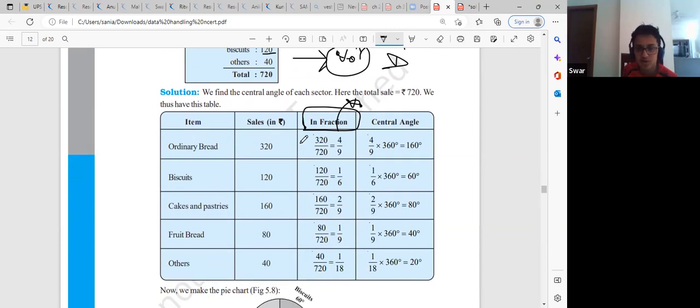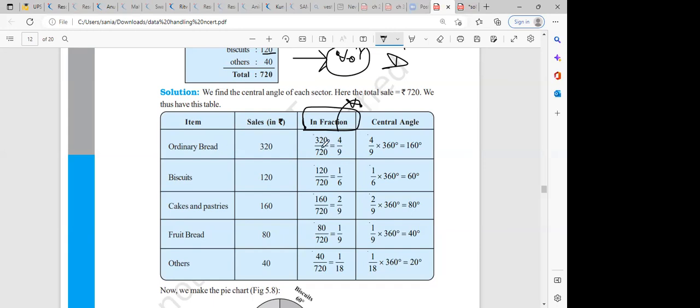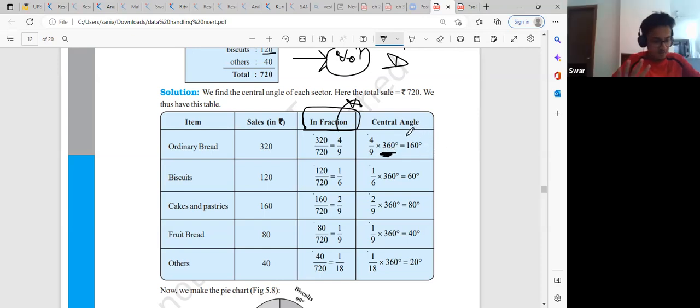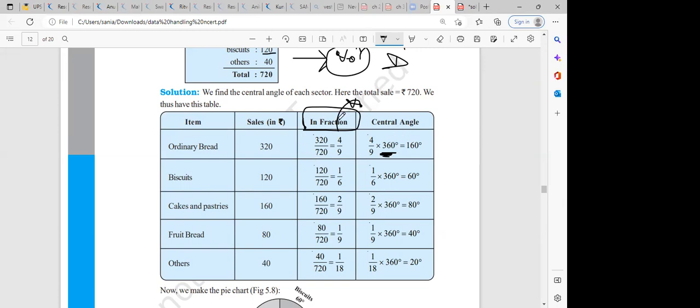So you multiplied by 100. What you are going to do is 320 divided by 720, you get the fraction. That fraction you will multiply by 360 so that you get the degree. Ma'am, one second, I'll check which is fast. Okay, let me tell you the other one, then you can decide which one you want to follow.